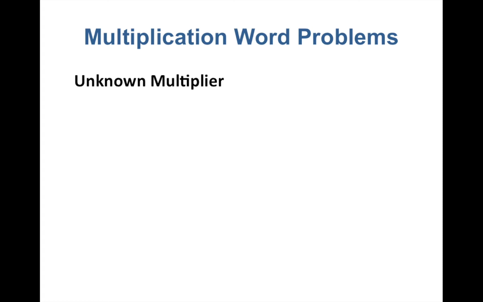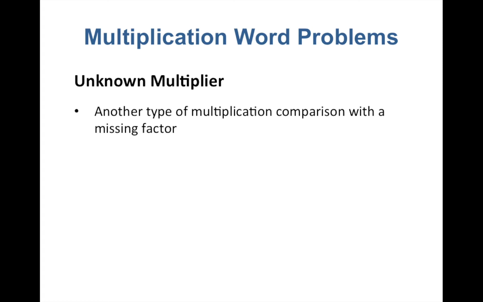In the final type of multiplication word problem we're looking at today, you're given the number of items in the first set, and you're given the number of items in a second set, which is the product, and then you're asked to compare those two numbers through multiplication. The number that is unknown here is the multiplier, the amount you multiply the first set by to figure out how many times bigger the second set is than the first. We call these problems unknown multiplier problems because that's the part that's missing.